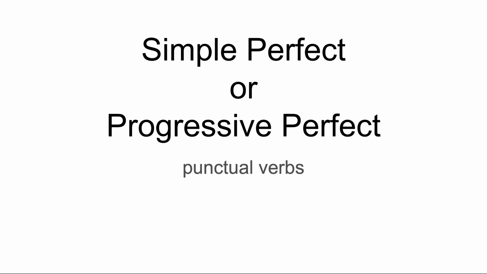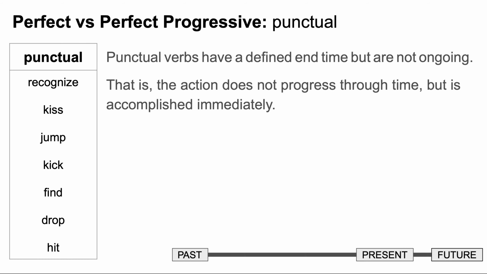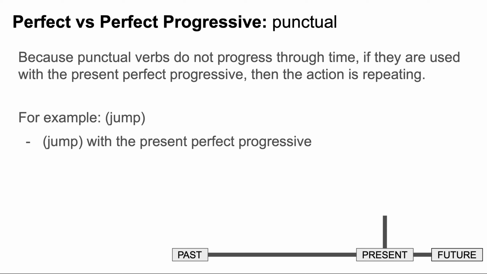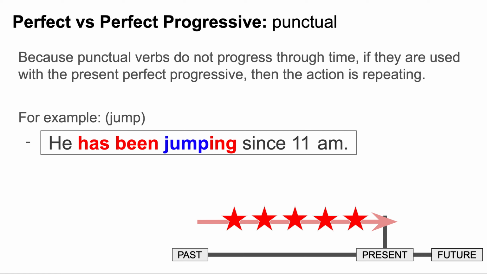Now let's look at punctual verbs. Punctual verbs have a defined end time but are not ongoing. That is, the action does not progress through time but is immediately accomplished. Examples of punctual verbs are recognize, kiss, jump, kick, find, drop, and hit. Because punctual verbs do not progress through time, if they are used with the present perfect progressive, then the action is repeating. For example, jump with the present perfect progressive. He has been jumping since 11 a.m.